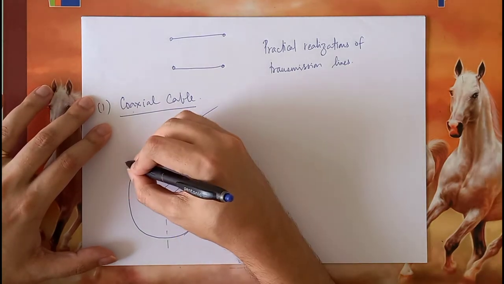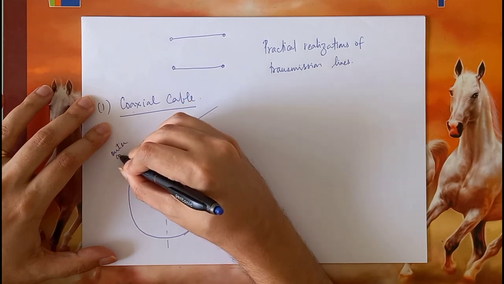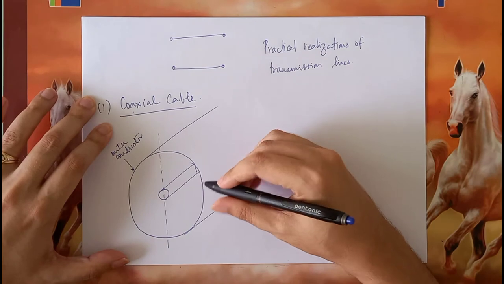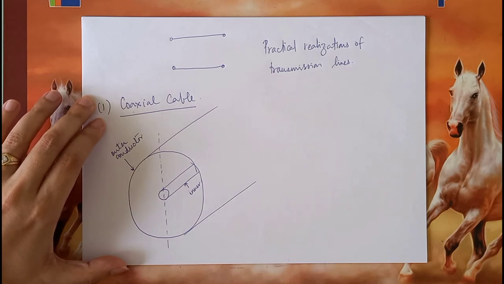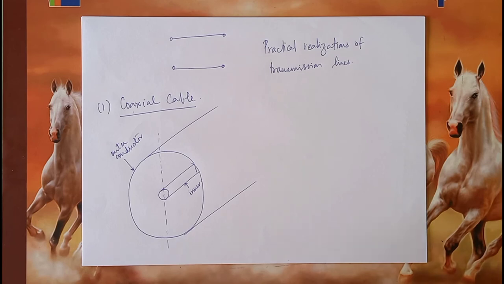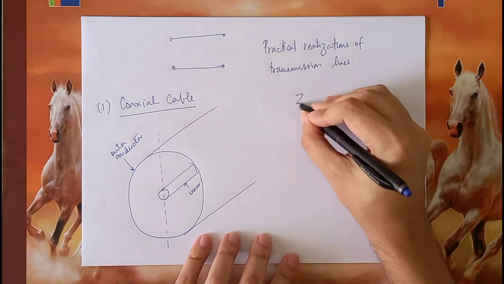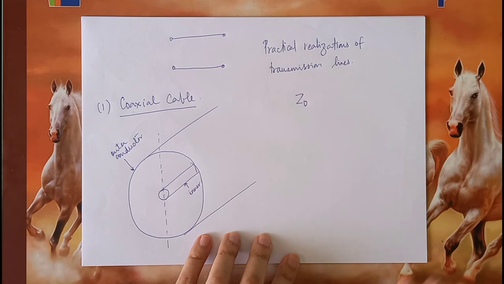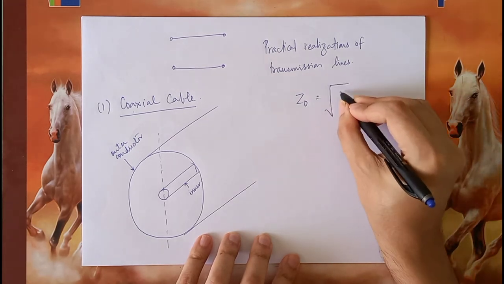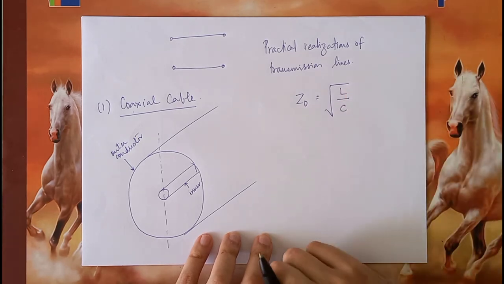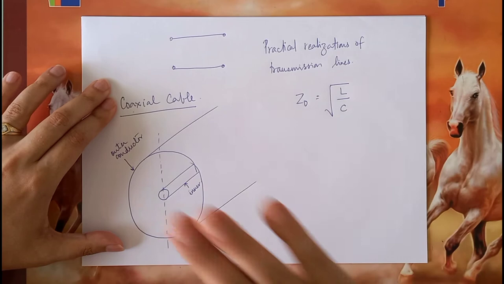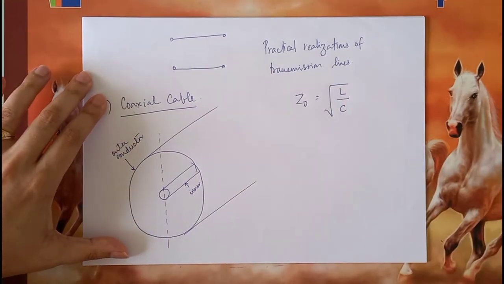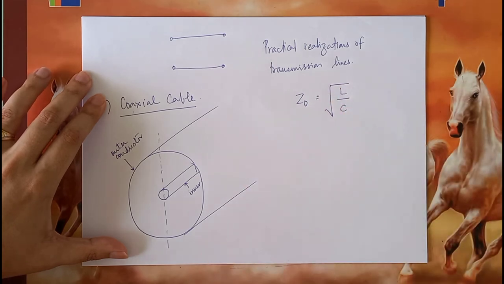So this is called the outer conductor. And this one is the inner conductor. So the first question that we can ask is, what is the characteristic impedance of this coaxial cable? As you know from transmission line theory, the characteristic impedance of any transmission line, or in particular any lossless transmission line, is the square root of L by C, where L and C are the per unit length inductance and capacitance respectively. So if we want to find out the Z0 of a coaxial cable, we have to find out the per unit length inductance and capacitance of this line.